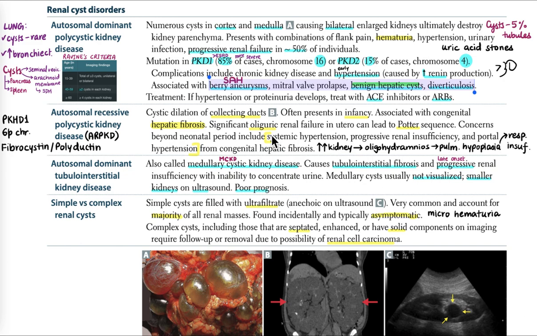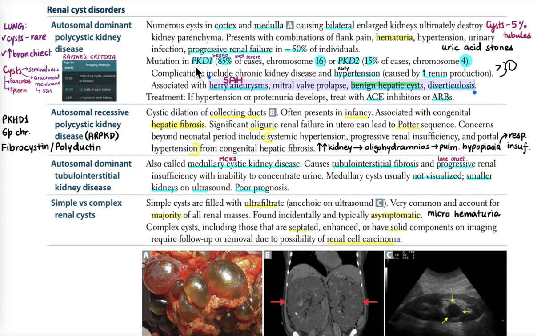Now come back to this and look at the presenting features of autosomal recessive polycystic kidney disease. It often presents at infancy. It's associated with congenital hepatic fibrosis. Oliguric renal failure in utero can lead to Potter syndrome. It is associated with oligohydramnios. So you have all these features.